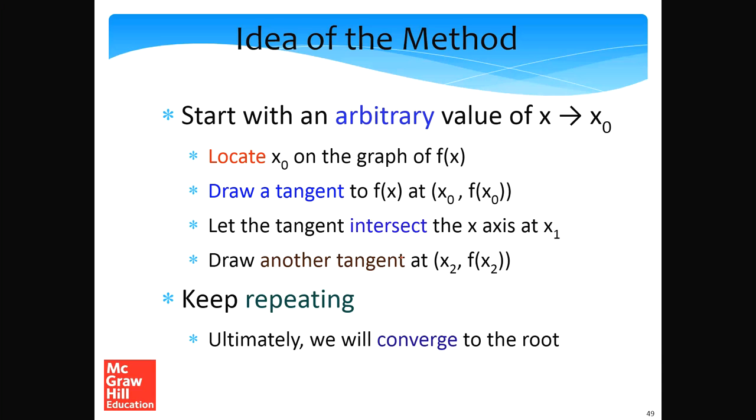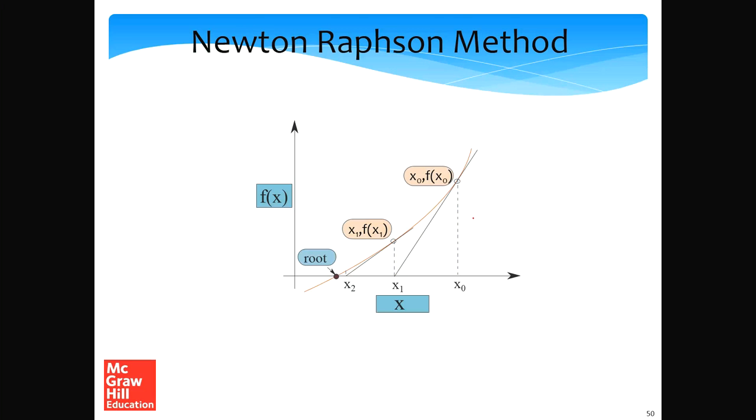So let us do one thing. Let's start with an arbitrary value of x, which is x0, right? So let us guess an arbitrary value, and start from there. Let us locate x0 on the graph of f(x). Let us draw a tangent to f(x) at this point, and let's keep repeating. So a picture is worth 1,000 words, so I'll tell you what we do. Let us arbitrarily guess a value of x, which is x0, right? And then we locate the point x0 on the curve of f(x). So this is the curve of f(x). Let's assume that for some f(x) this is the curve.